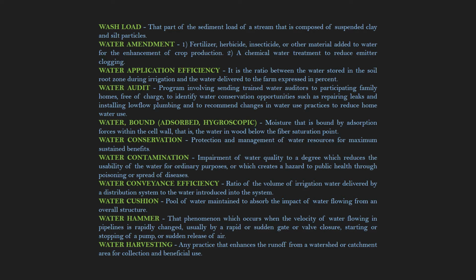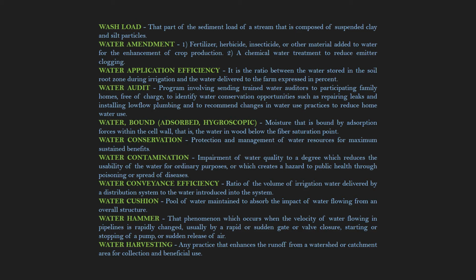Water conveyance efficiency. Ratio of the volume of irrigation water delivered by a distribution system to the water introduced into the system. Water cushion. Pool of water maintained to absorb the impact of water flowing from an overall structure. Water hammer. That phenomenon which occurs when the velocity of water flowing in pipelines is rapidly changed, usually by a rapid or sudden gate or valve closure, starting or stopping of a pump, or sudden release of air.